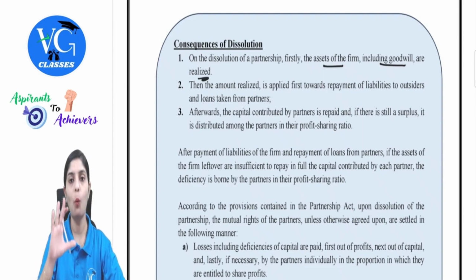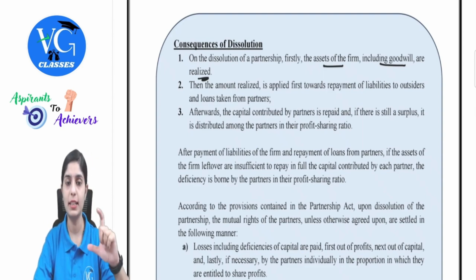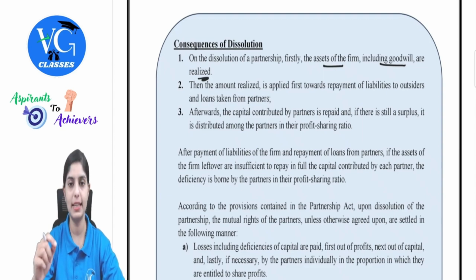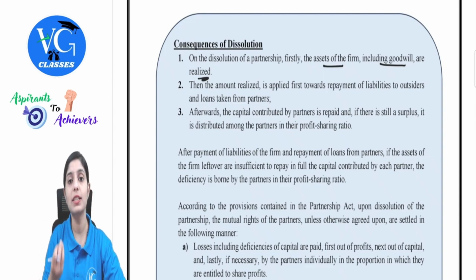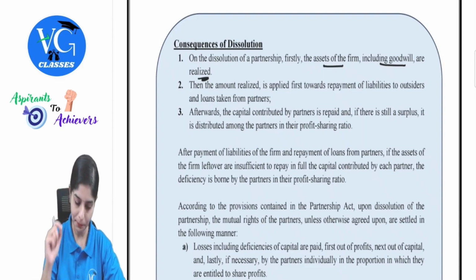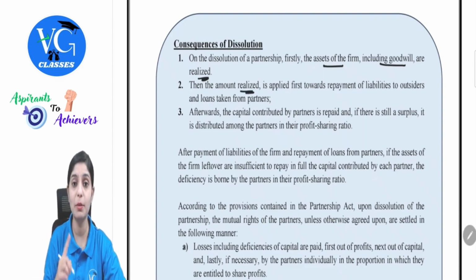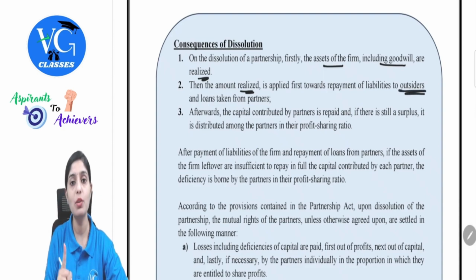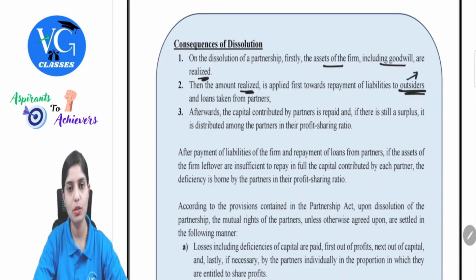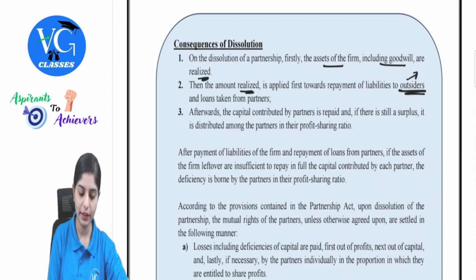On dissolution, what the firm does is, all the assets belonging to the firm will first be realized. That means they will first be sold. After we sell the assets, we receive some consideration. Then the amount realized, that is whatever we get from sale of assets, is applied towards what? Repayment of liabilities. These liabilities refer to outsiders' liabilities. Examples could be your creditors, some loan taken from an outsider, even a partner's spouse's loan, which is also considered an outside liability, and loan taken from partners.